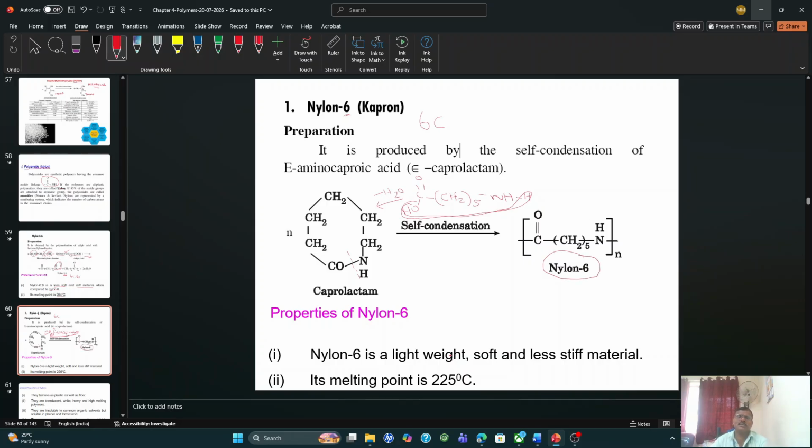From nylon 6 and nylon 6,6, you can easily understand which one will have the higher melting point. Definitely nylon 6,6, because the more functional groups, the more amide bonds compared to nylon 6. So nylon 6 is lightweight, with a comparatively lower melting point than nylon 6,6.